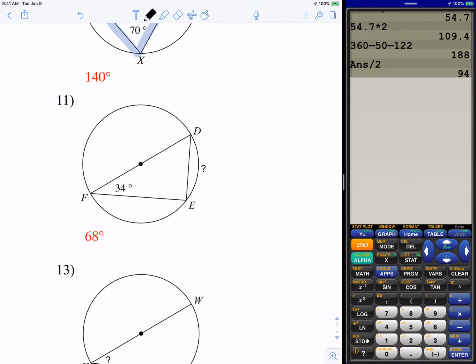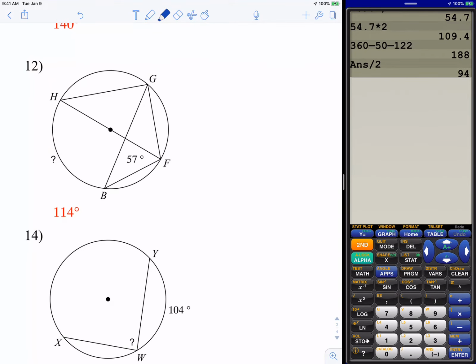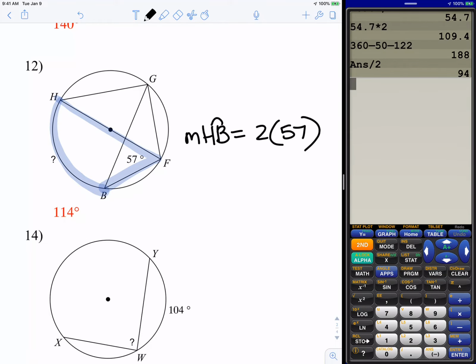Number 11, here's the angle we want, or have. Here's the arc we're interested in getting. So the measure of arc DE is 2 times that angle, so 68. And number 12, here's the 57-degree angle right there. It's intercepting HB. So the measure of arc HB is 2 times the inscribed angle, so 114.